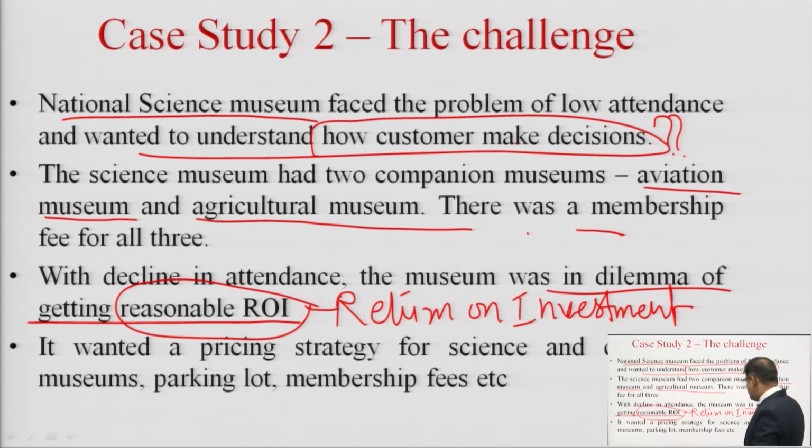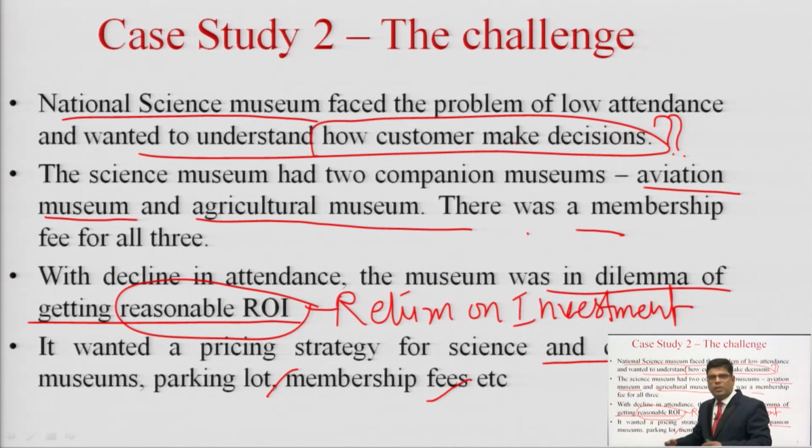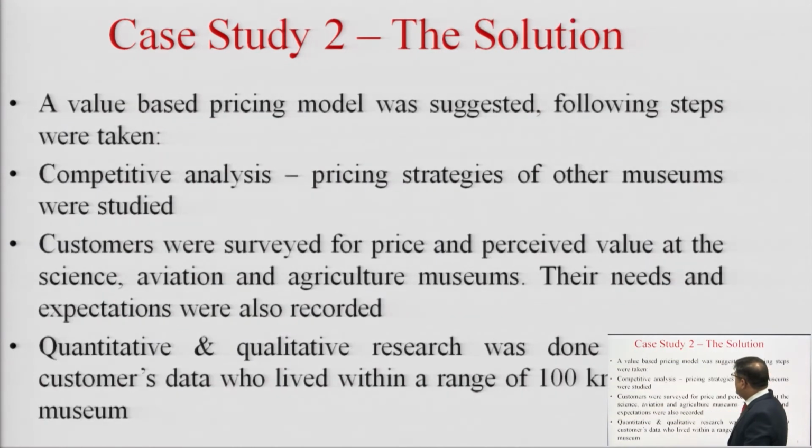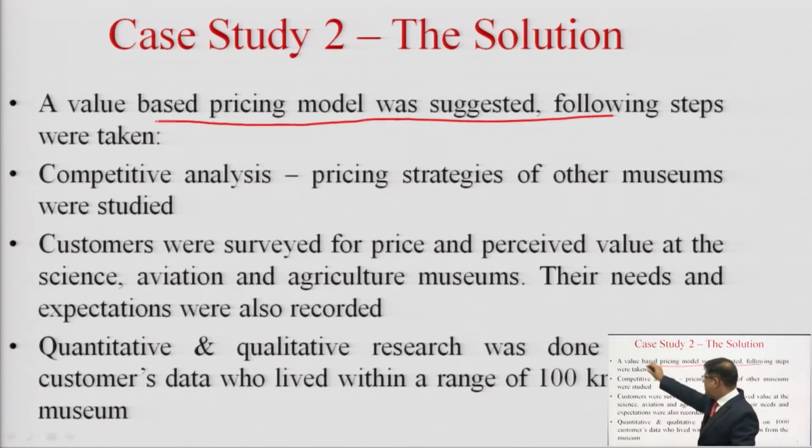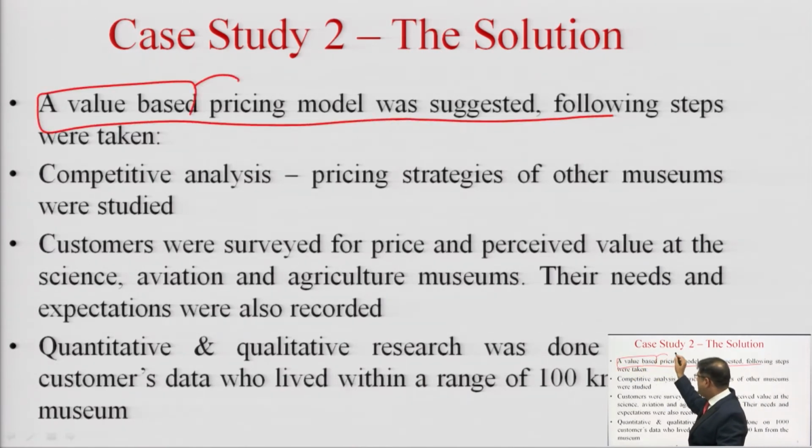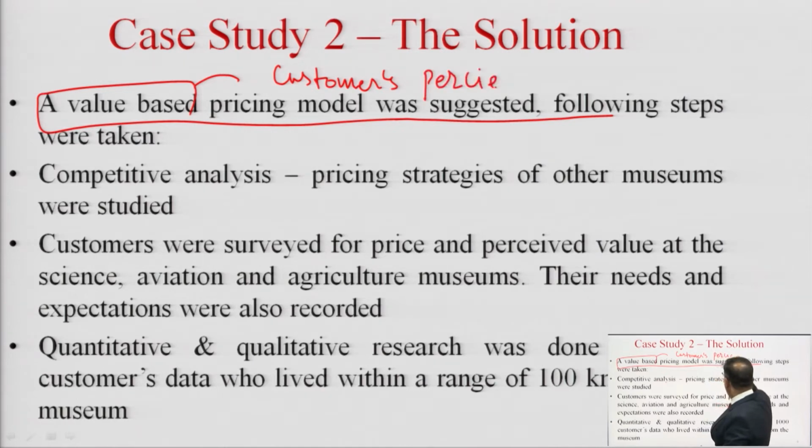So, it wanted a pricing strategy for the science and companion museums, parking lot, membership fees, etc. A new type of pricing strategy was required by the museum in order to get more visitors. So, this was the challenge. Now, the solution offered to the museum was a value based pricing model. A value based model is based on customers' perceived value and demand.